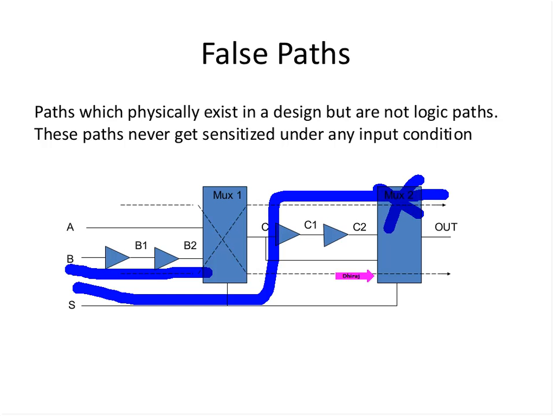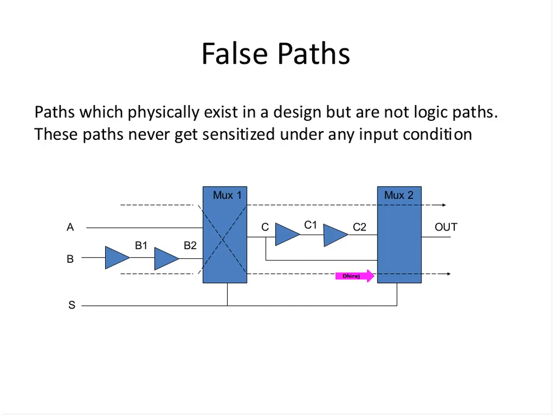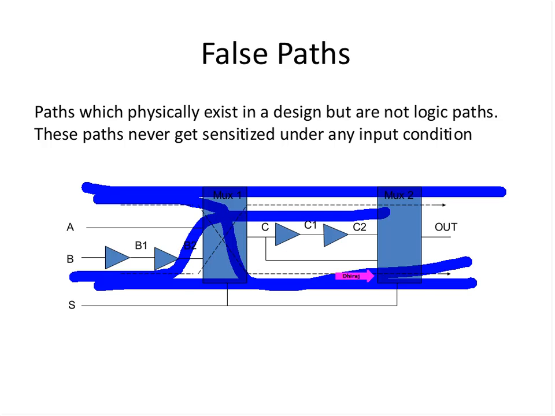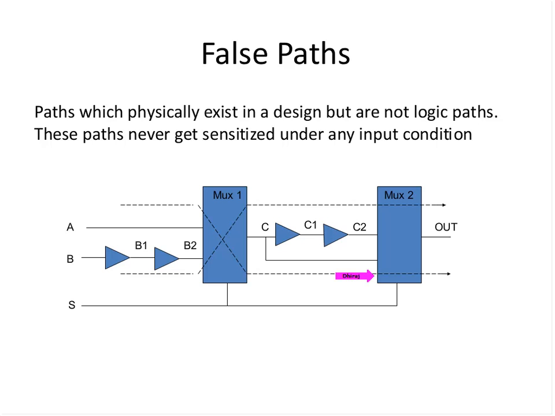But why then is this path even shown? If you don't do anything, PrimeTime will show paths which are not possible design-wise, logically. So PrimeTime will show this path, this path, this path, and this path. It will show all possible paths. Why? Because it is static in nature.